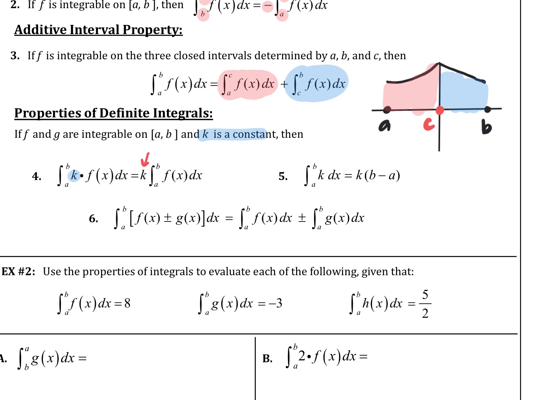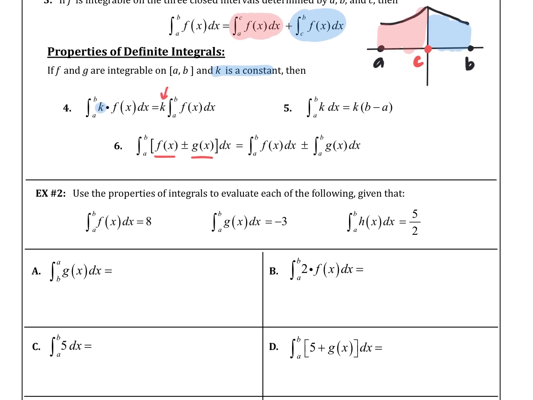And lastly, number 6 here. We've got two functions, f of x and g of x. And if I integrate both of those individually, I can integrate a to b of f of x, and then I can add or subtract a to b of g of x. So I've got two different functions I can integrate, and then I can add those things together, add or subtract.